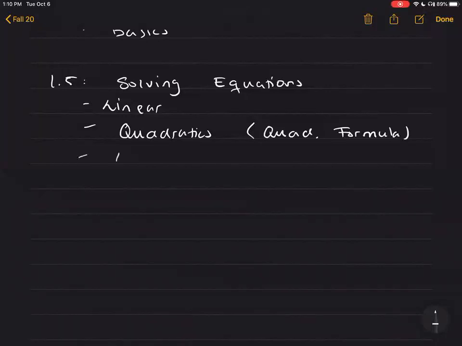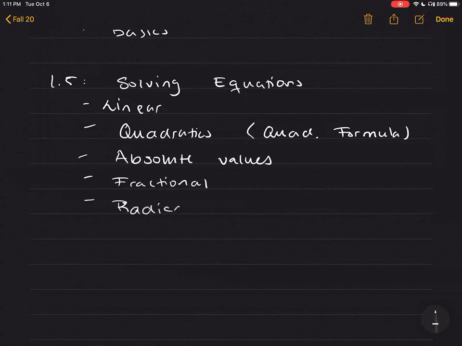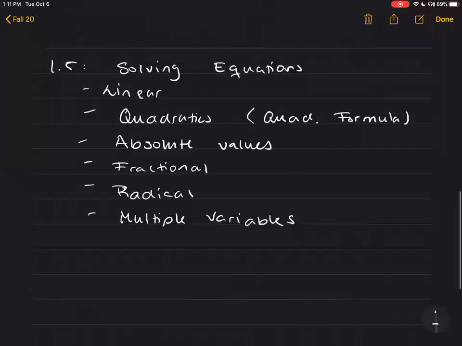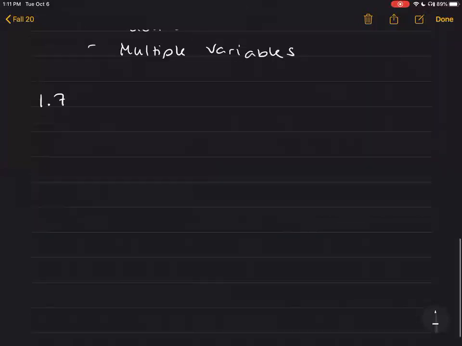We also did absolute values. Fractional equations, equations with a radical. And then we also did equations with multiple variables. Which, again, sound bad, but are actually fairly straightforward. And then probably the hardest section so far is 1.7, modeling word problems.